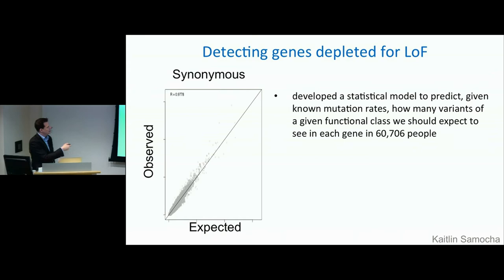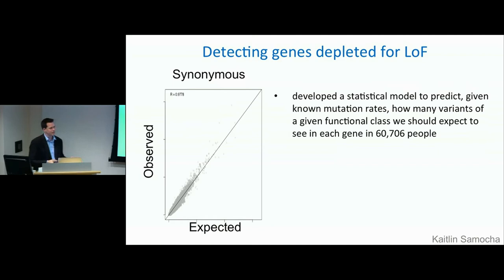This is in our ExAC dataset, and you can see the fit is extremely good. So Caitlin's model is very well calibrated for variants that do not change the function of the protein, or at least mostly don't, like synonymous variants. Caitlin's model is extremely well calibrated for predicting the number of such variants we should expect to see per gene.